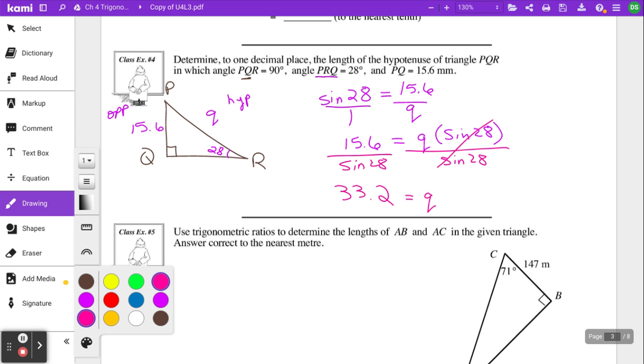Label your sides. Only label the sides that you care about. When people put "adjacent" in here, it's true, that's adjacent, but who cares? Don't use it. It just confuses you. Label the sides that you have and that you want.